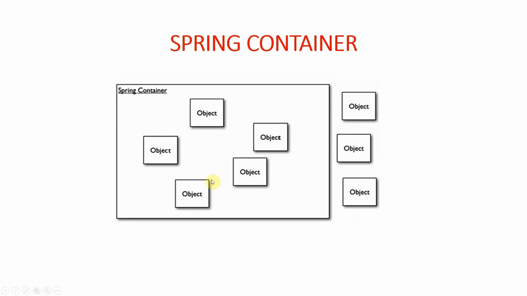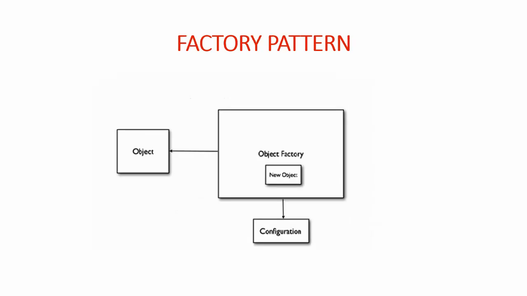So, when we create an object in Spring, we do not use standard Java notation like object B equals new object or similar. Instead, Spring does this for us, so we don't have to use this standard syntax. So instead of saying new object, we will simply ask the Spring container to create an object for us. And this is an example of the so-called factory pattern. So Spring uses this factory pattern.